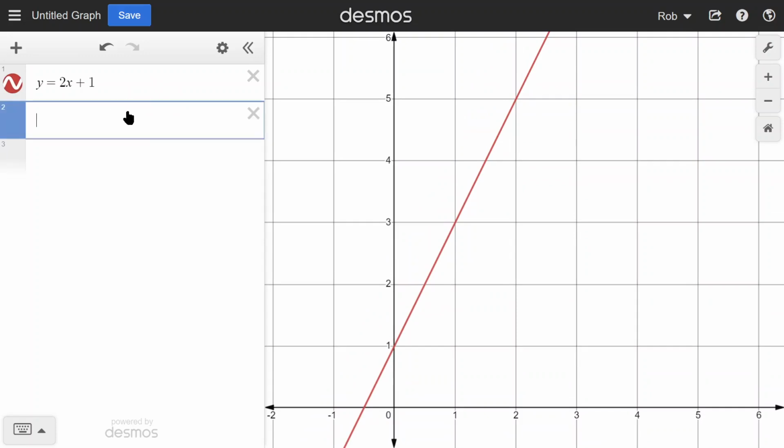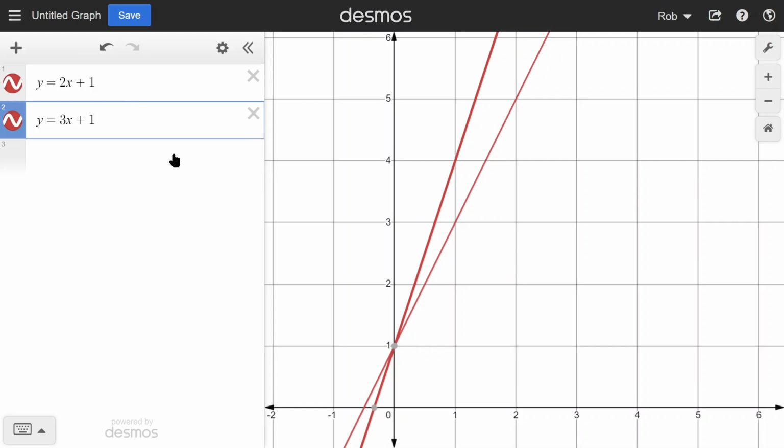What if I made it y equals 3x plus 1? So it's still going to go through 1, so they both go through 1. What I like about it is they both have a y-intercept of that point there at 0, 1. But the 2x plus 1 is not as steep as the 3x plus 1.